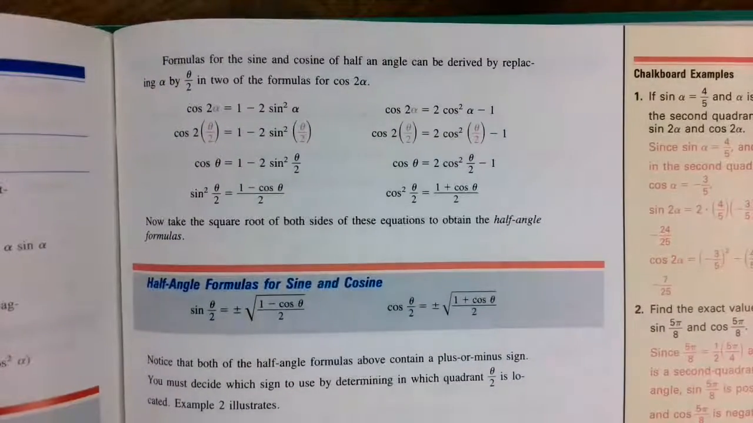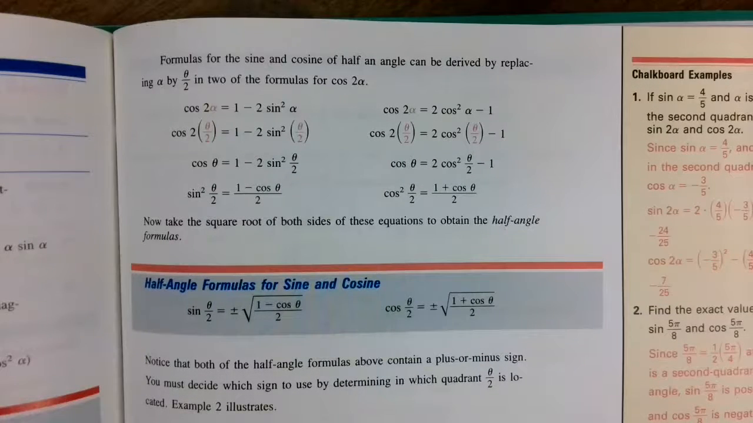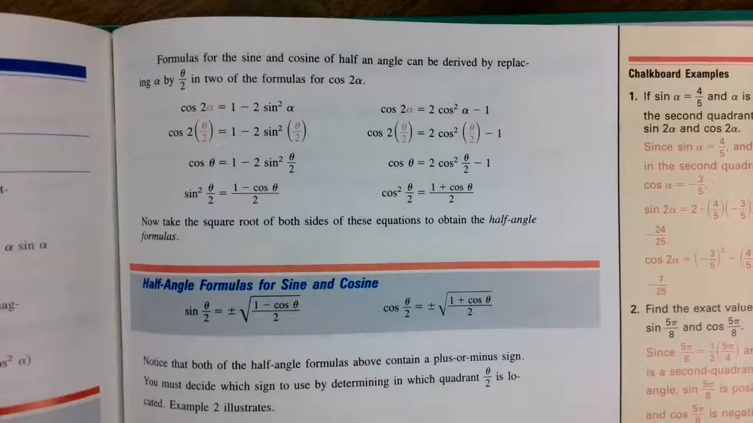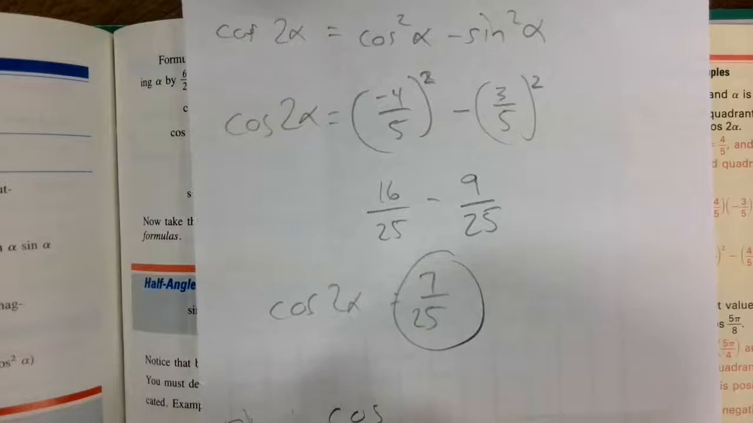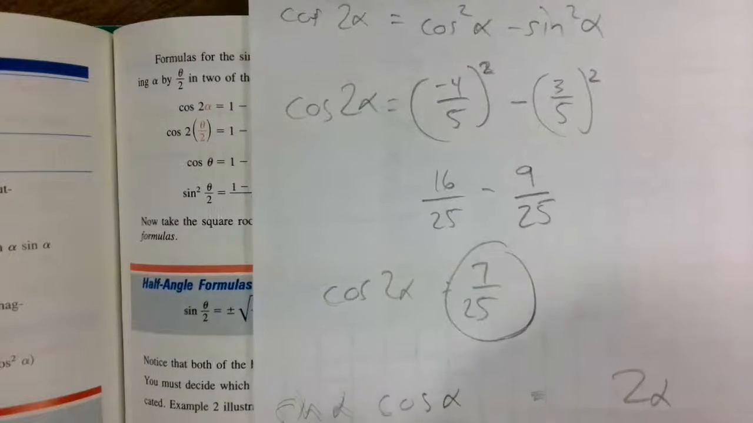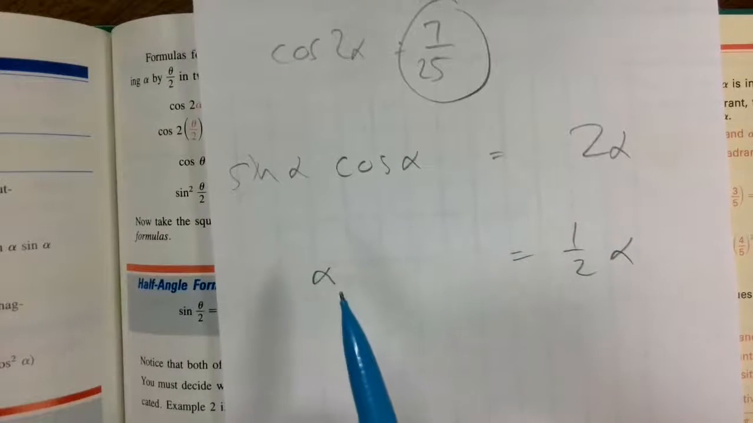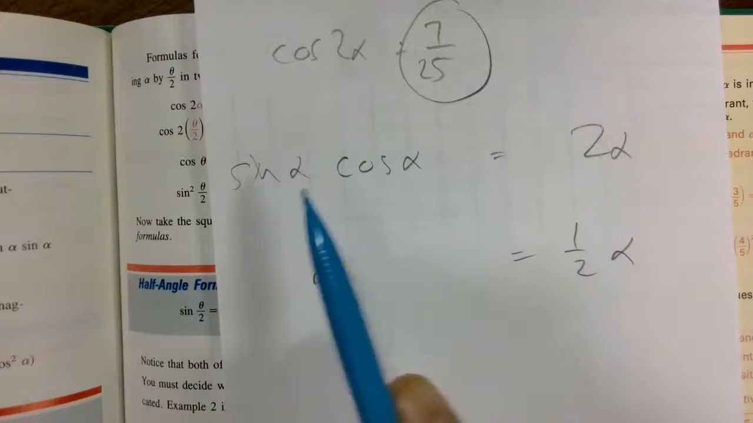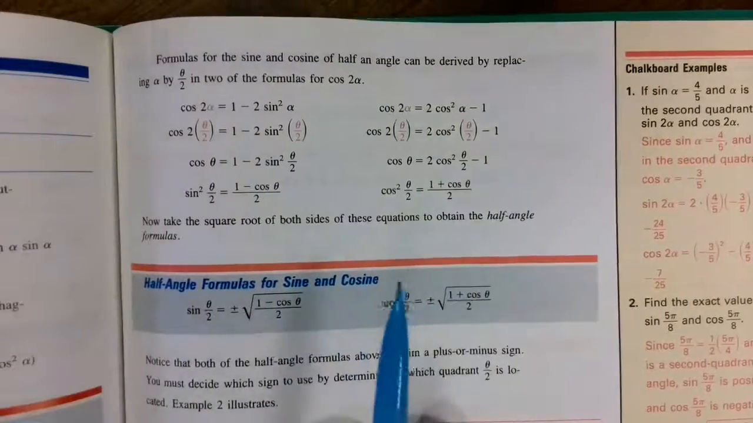Formulas for the sine and cosine of half an angle can be derived by replacing A by theta over 2 in two of the formulas for the cosine of 2A. So if you know the cosine and the sine of A, then you can figure out either one for 2A. Now, if you know the cosine of A, then you can do half of it. So that's what we're figuring out here, what to do if you know this to get half. If we knew this, we can get to 2. If we know this, we can get to half. So let's look at what they did here.